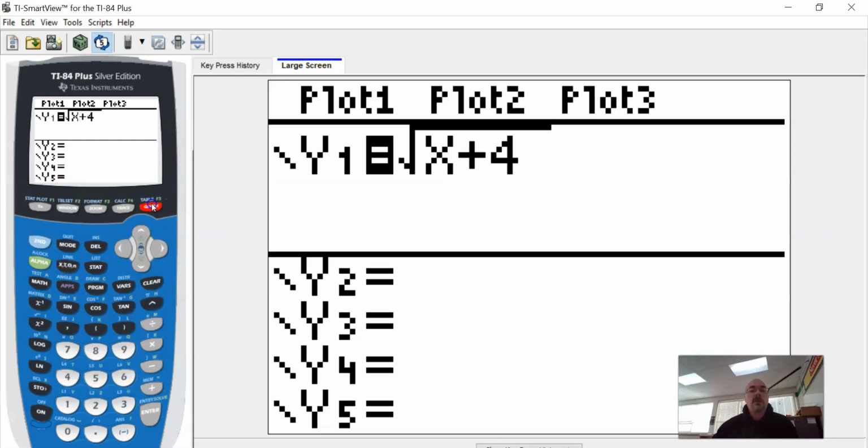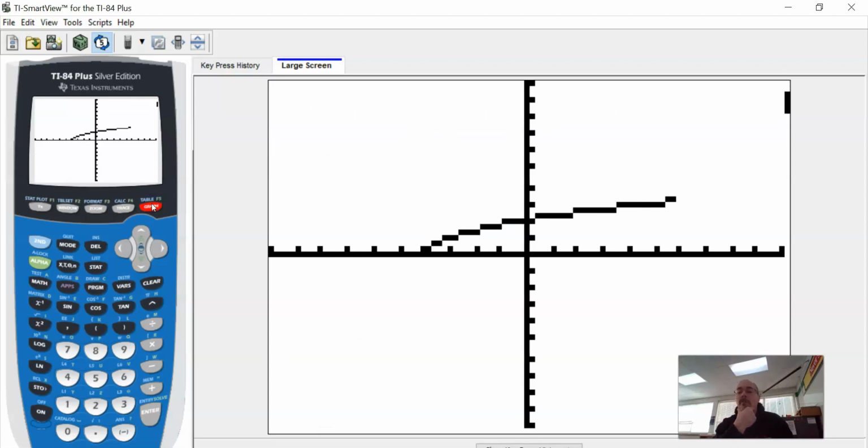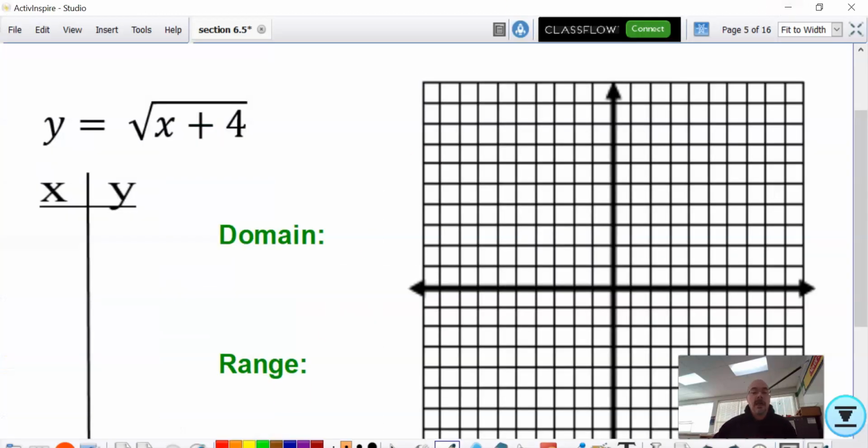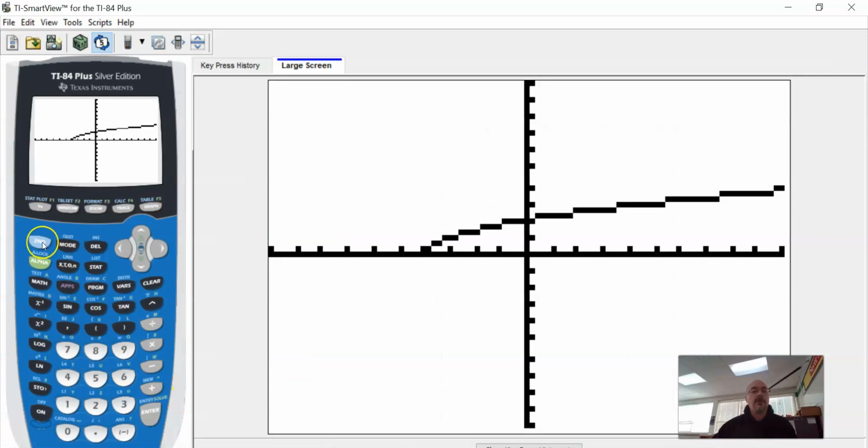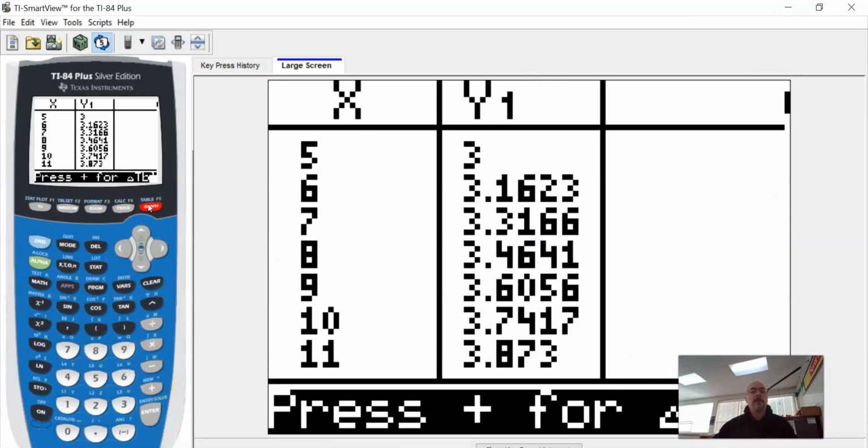Okay, I'm going to go ahead and look at the graph. Oh, it moved. I think the word for that is it translated, didn't it? It translated to the left. We'll put that up in a moment here. So let's go ahead and look at the table really quick.